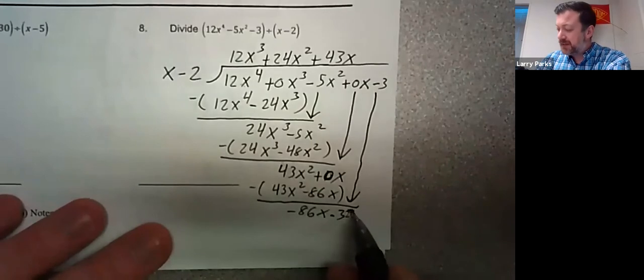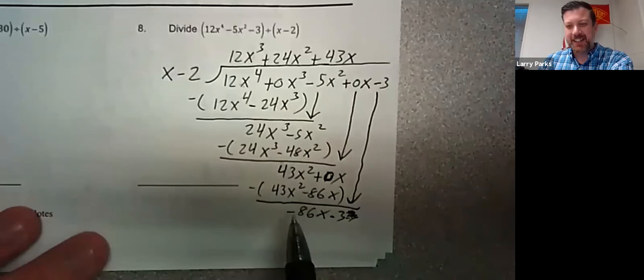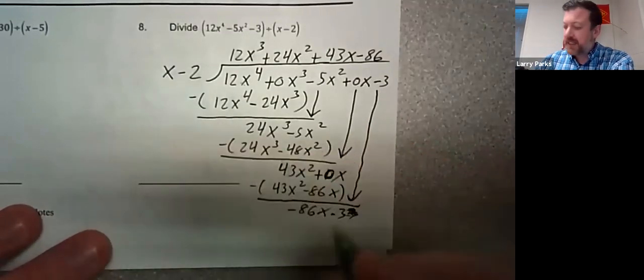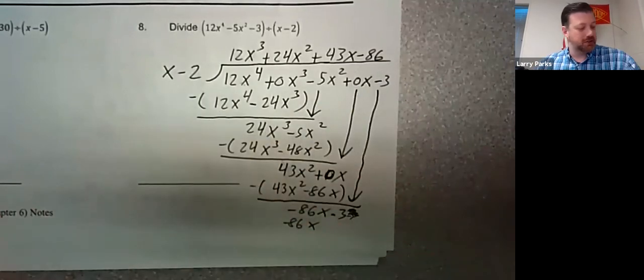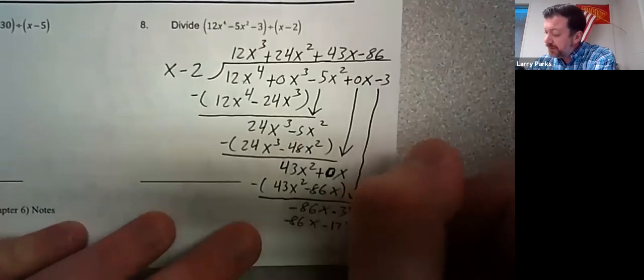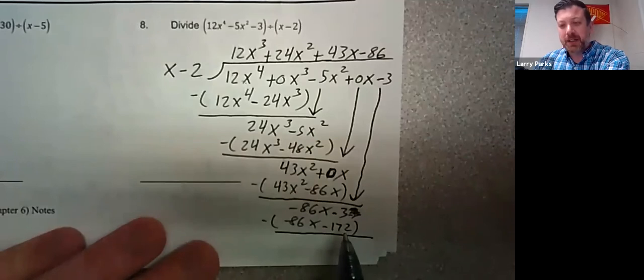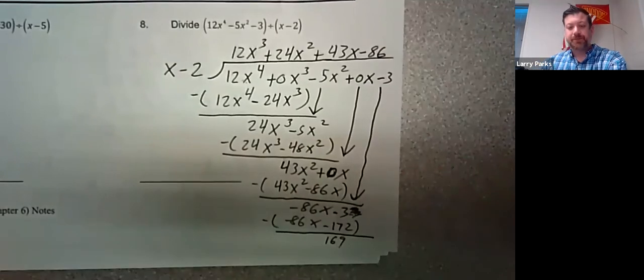And I'm going to cross off that 0 so we don't think it's part of the problem. X times what's -86x? -86. -86 times x is -86x. -86 times -2. Oh, too early in the morning. That's -172, take that away. Minus -172 would be plus 172, which gives 169. So that's my remainder.